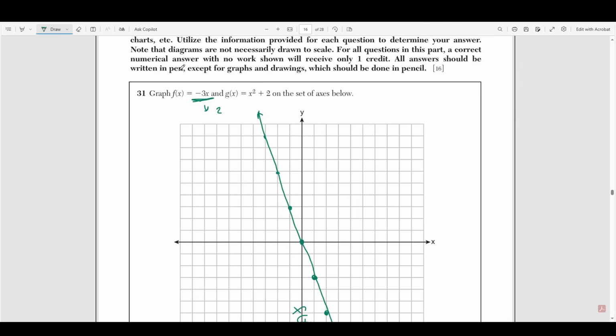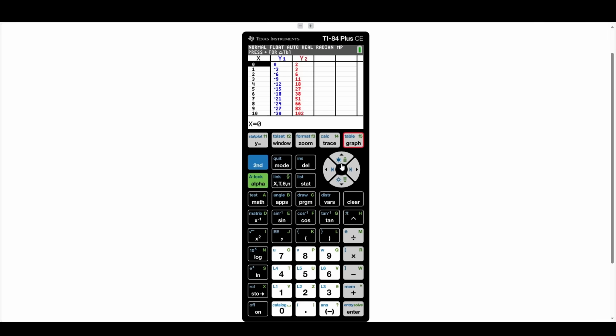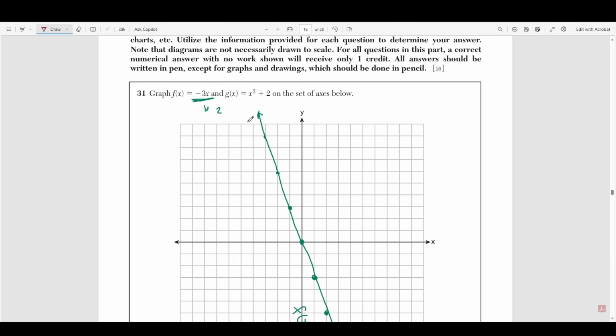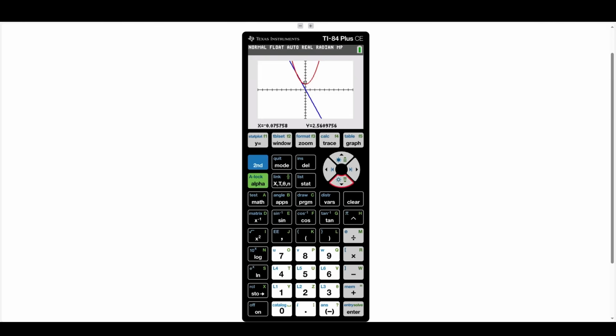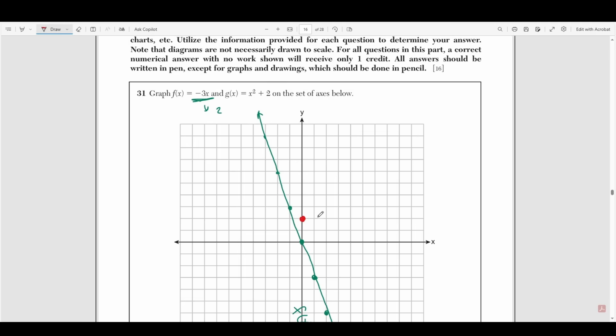So now we have to graph g of x, which is x squared plus 2, which is going to be a parabola, which looks different. So on my calculator, I can see that if I go into graph, this parabola passes through the point 0, 2, okay? So 0, 2, right here, and then it begins to stretch outwards in both of these directions. So at negative 1, it's at 3, at 1, it's at 3.